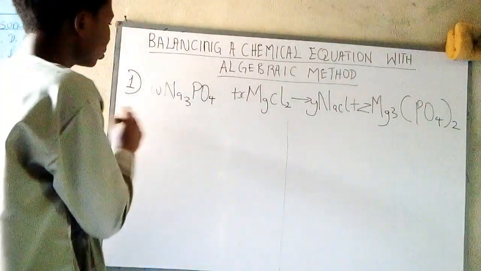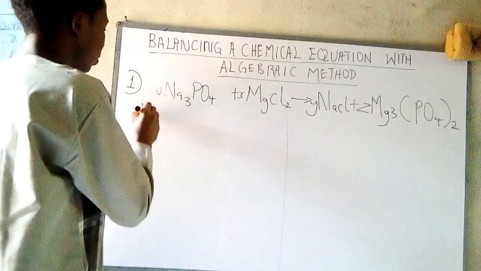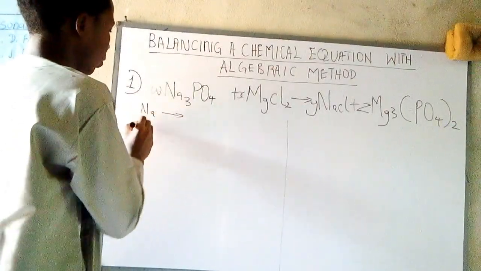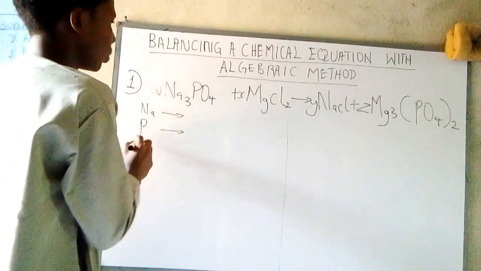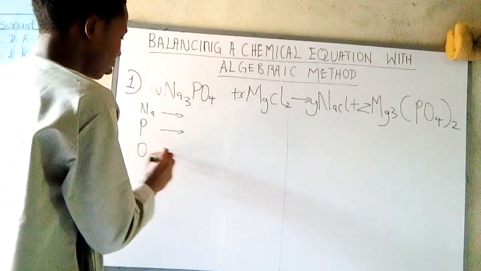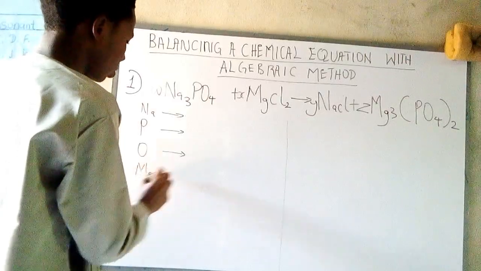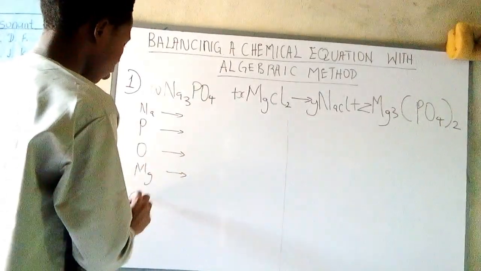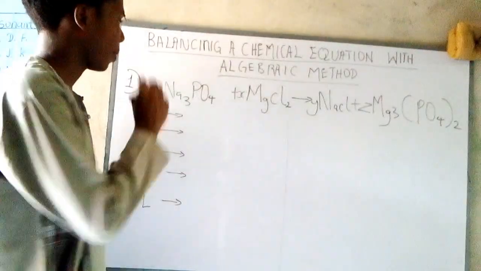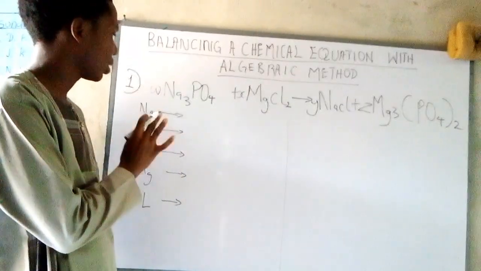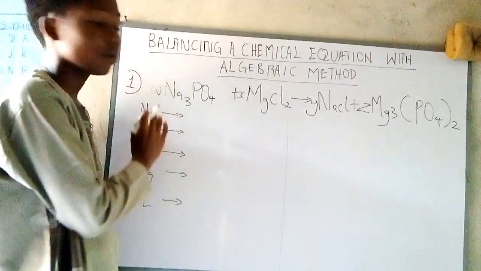Now, first of all, let's bring out the elements. We have sodium, phosphorus, oxygen, magnesium, and chlorine. So let's get into this business. Carefully look at the information given to you. We have sodium. How many sodium do we have here? We have sodium to be 3 here.